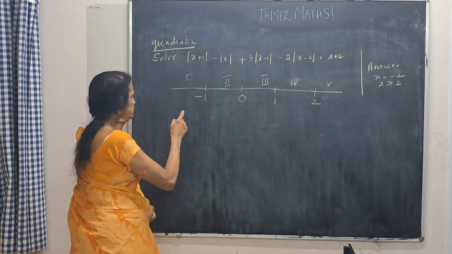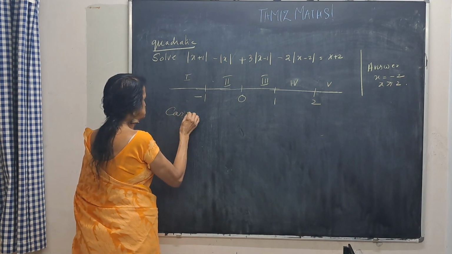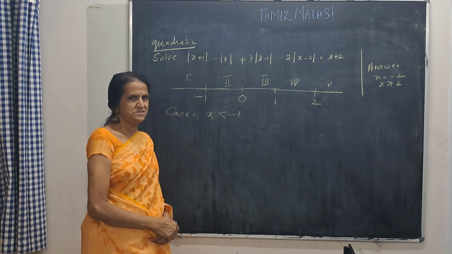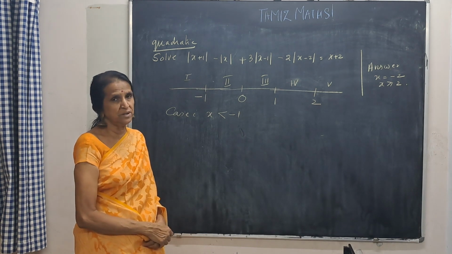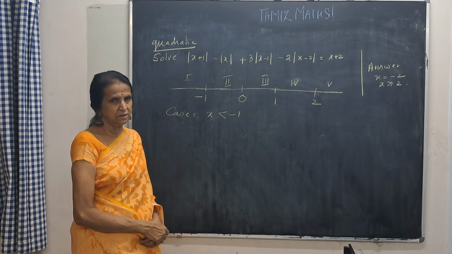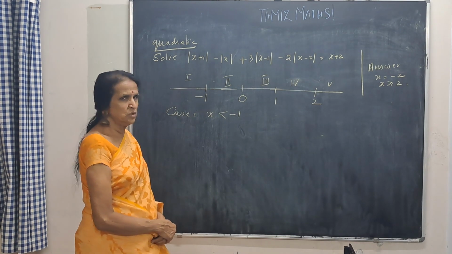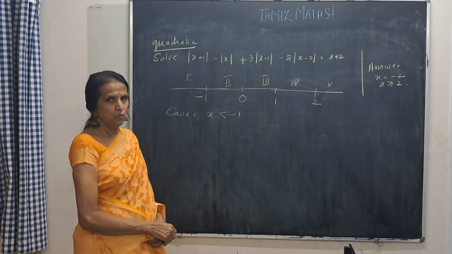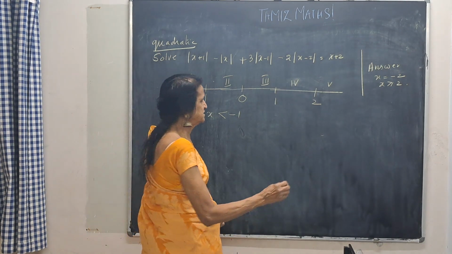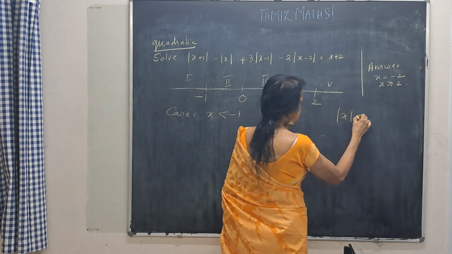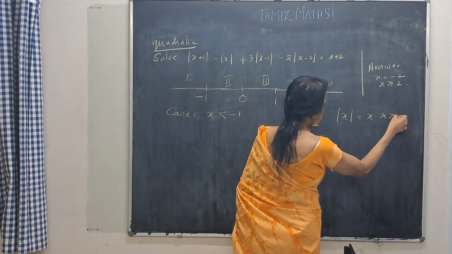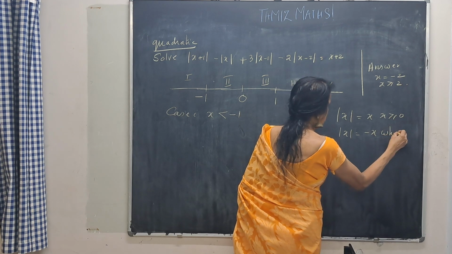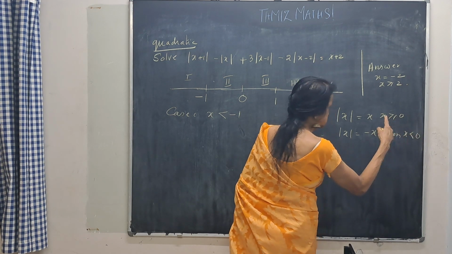Fine. Now let us go in for case 1. x less than minus 1. Now there is a big question to us. Always we question, always we are curious, and unless that is there we can't learn and we can't grow. Why is it that I don't put equal to minus 1? You have to be very careful in that. Mod x is x when x is greater than or equal to 0, and mod x is minus x when x is less than 0. This is the definition we have.